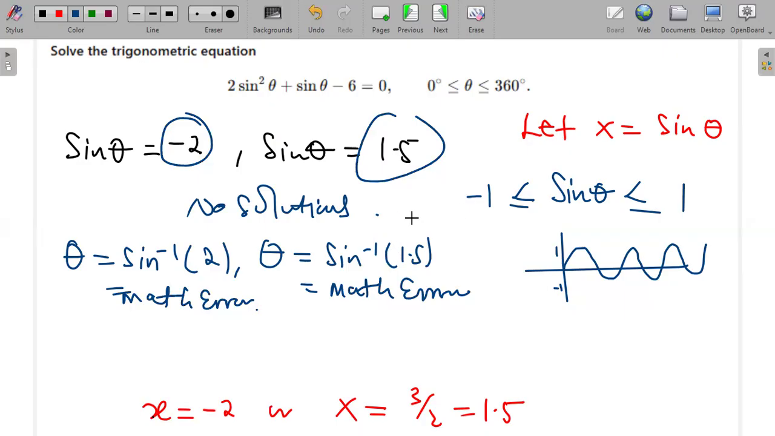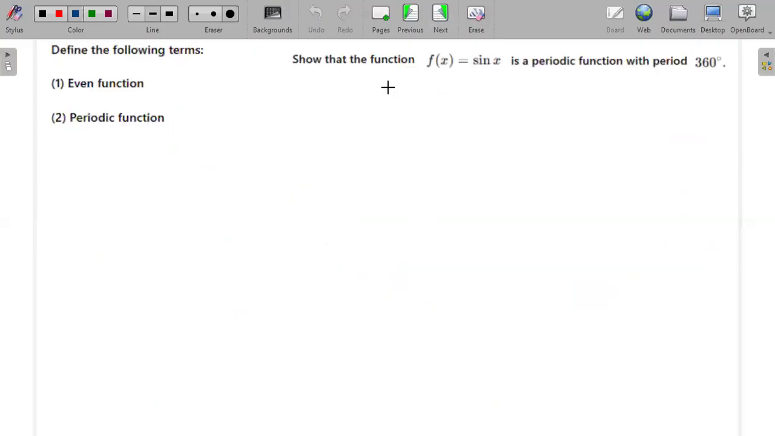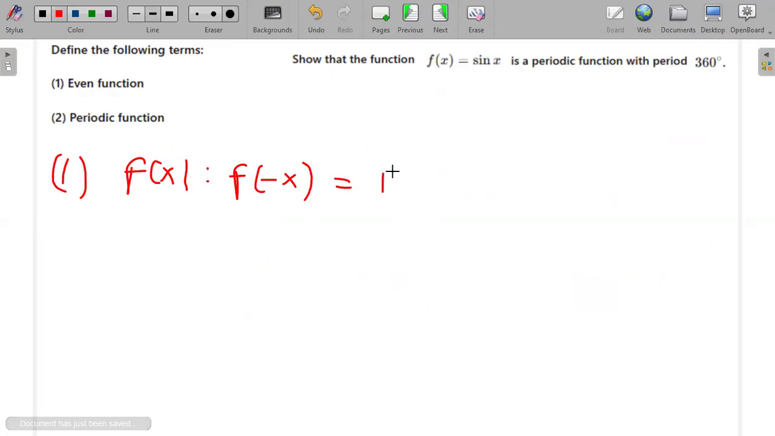Okay, no question. So we move. The other question here says define the following terms. Okay, so one, they're saying an even function. Okay, so we're going to say a function f of x is even, if f of minus x is the same as f of x. Okay, that's an even function.